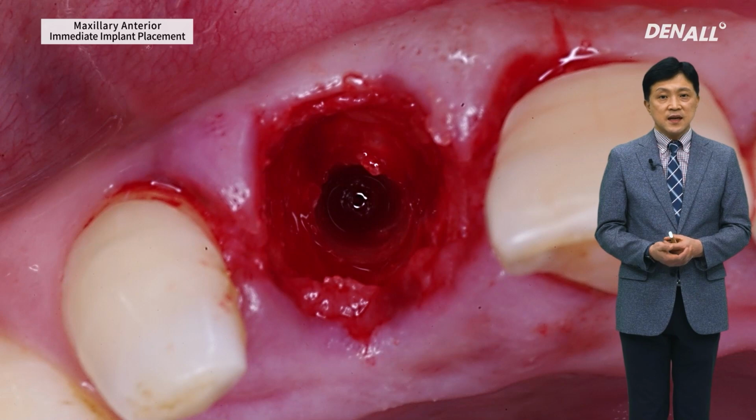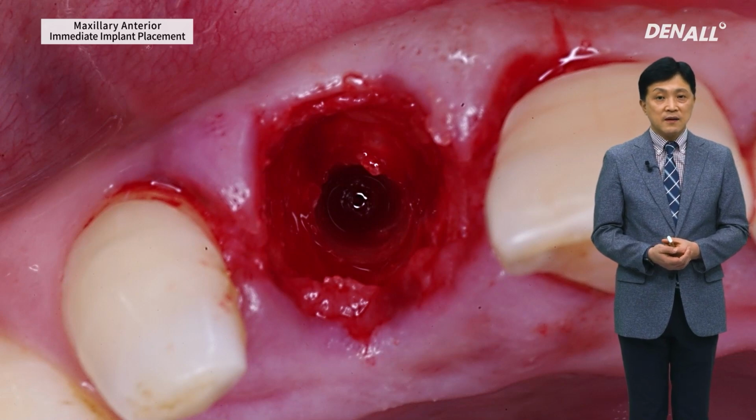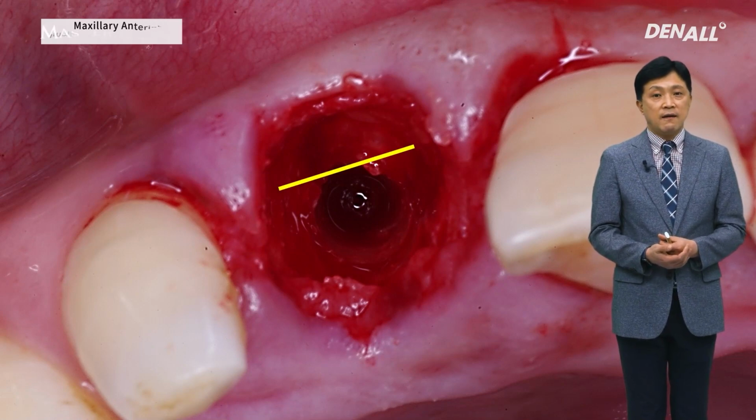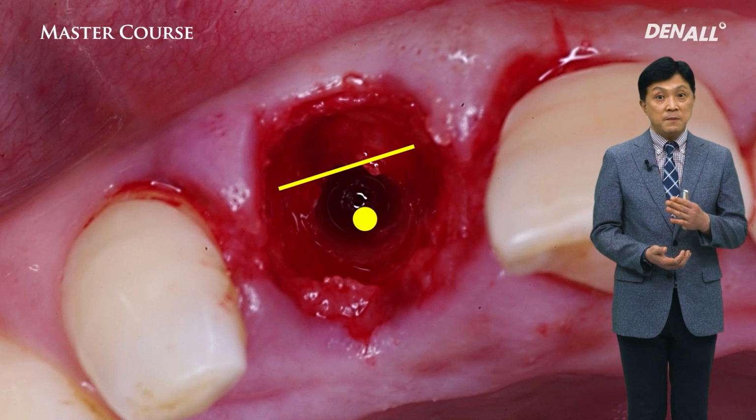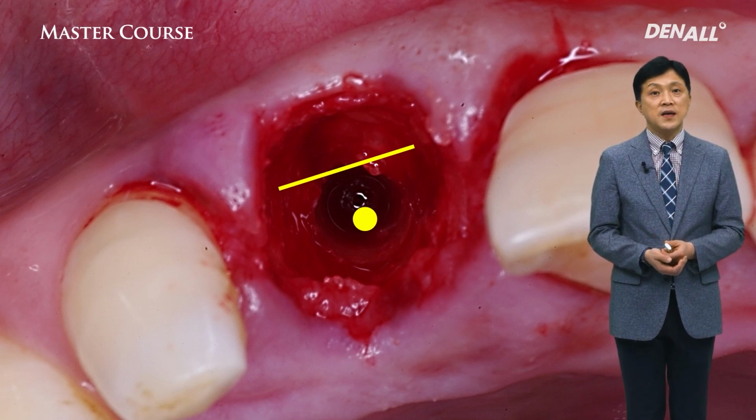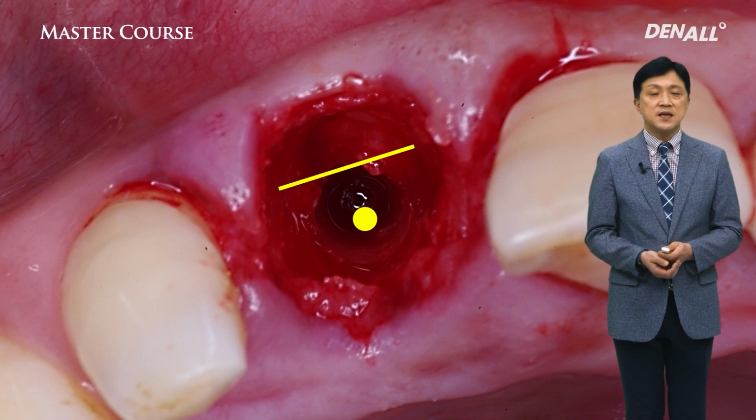So you're looking at the drilling hole. It is palatally positioned, which is the best. Based on apex, the drilling hole should not be on the labial side.